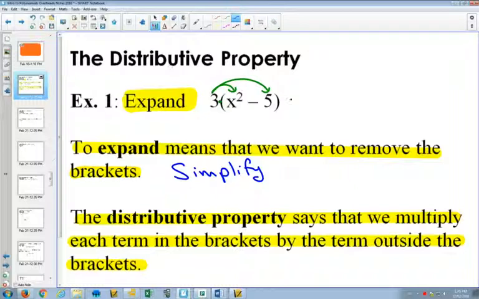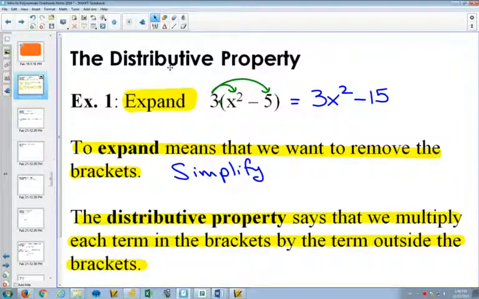So once I multiply, what's 3 times x squared? Perfect. And what's 3 times negative 5? Negative 15. So we have just expanded by getting rid of the brackets. And if we look, are there any like terms that we could put together? No. So we're done. That is expanding. That's the distributive property. Whenever there's a number in front, that number gets multiplied by everything inside.